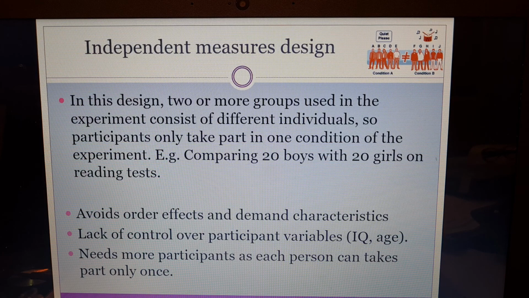Lack of control over participant variables, because we're using 40 participants, for example, in this study. We could potentially have a lot of participant variables, so a range of IQ levels, a range of ages, and it is very difficult to control all variables in an independent measures design. Also, a problem is that we do need a lot of participants in independent measures design, and sometimes it can be very difficult to obtain the amount that we want to.